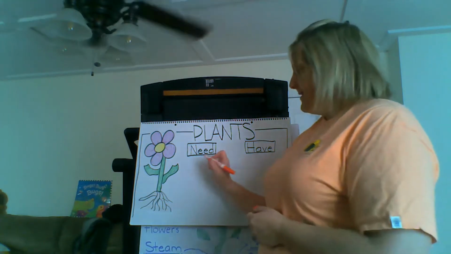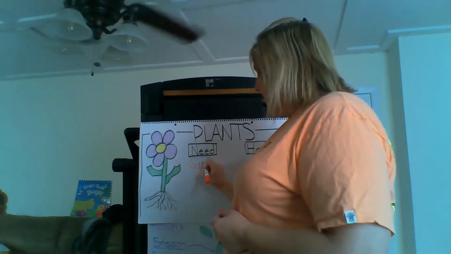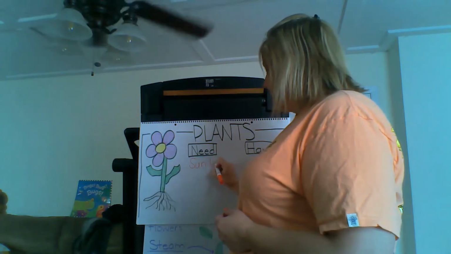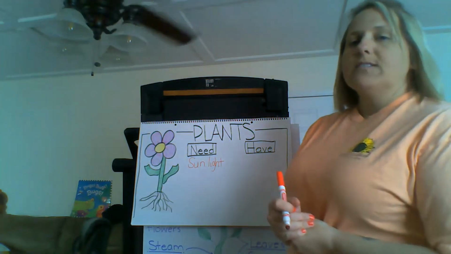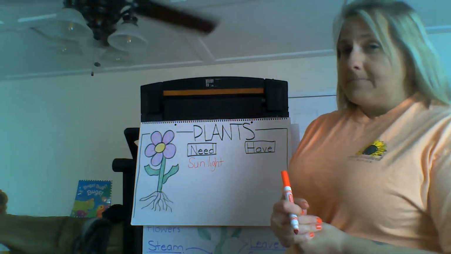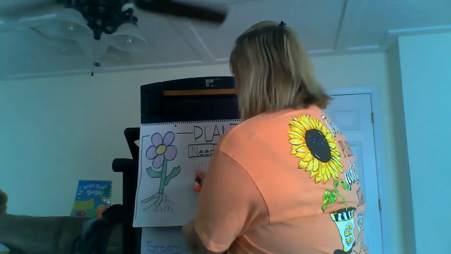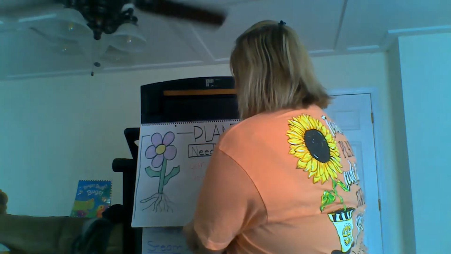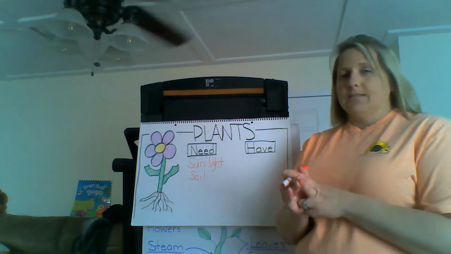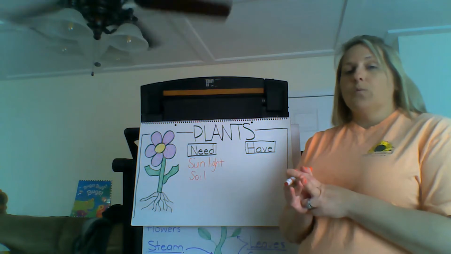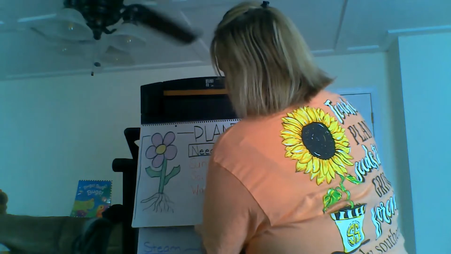You're right. It needs the sun. Light. So a plant needs sunlight. What's something else that it needs? It needs soil or dirt. Soil. Alright, so we know it needs sunlight. We know it needs dirt or soil to live. What else does it need? You're right. Water. It needs water to grow.